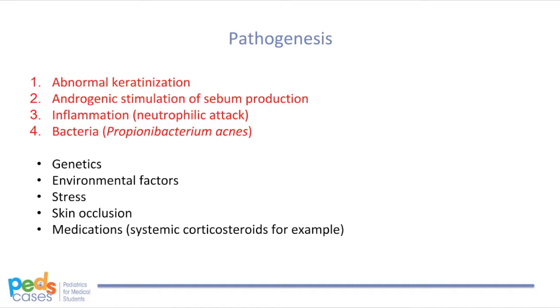Once the keratin plug forms and sebum builds up, there reaches a point where the follicle wall ruptures and the contents spill out into the surrounding dermis. This leads to an inflammatory response where neutrophils come to attack the foreign mixture of sebum and keratin. This inflammation causes the lesion to evolve from papules to pustules, nodules, and cysts. The fourth factor involved is bacteria.